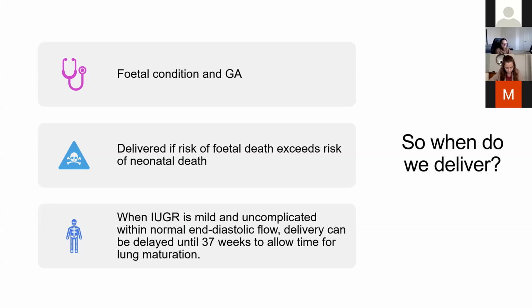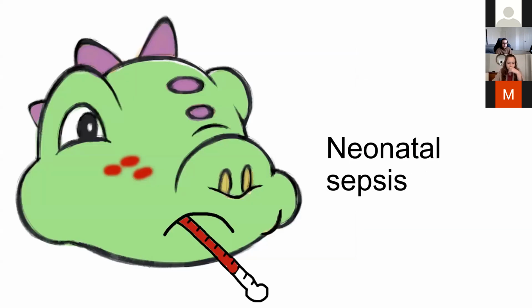So if the IUGR is mild and uncomplicated and there's no changes to the Dopplers, then we can delay delivery until term. So that's really important, obviously, for things like lung maturation as a big one. Cool. So any questions on that?